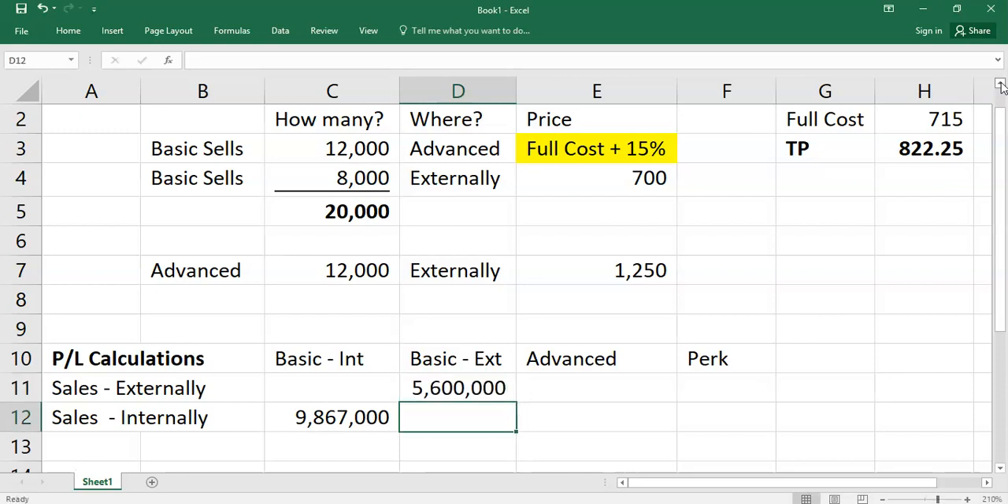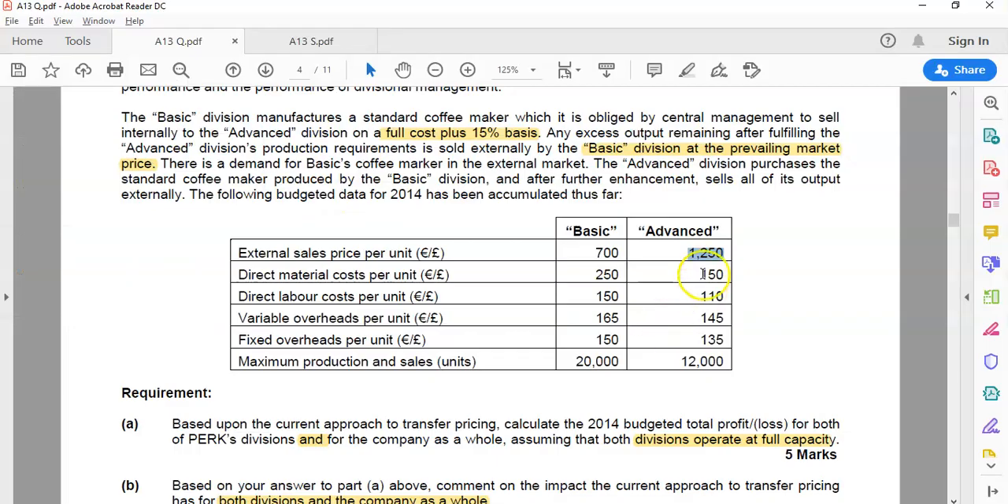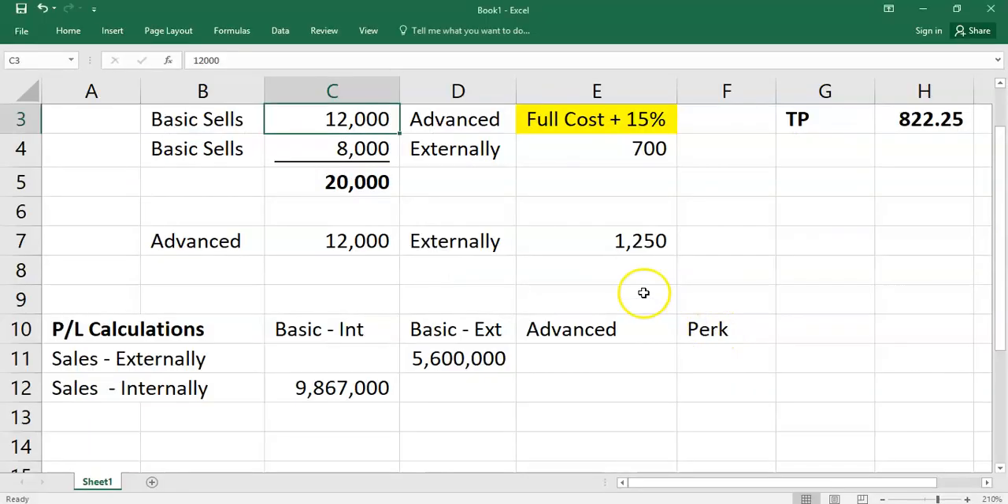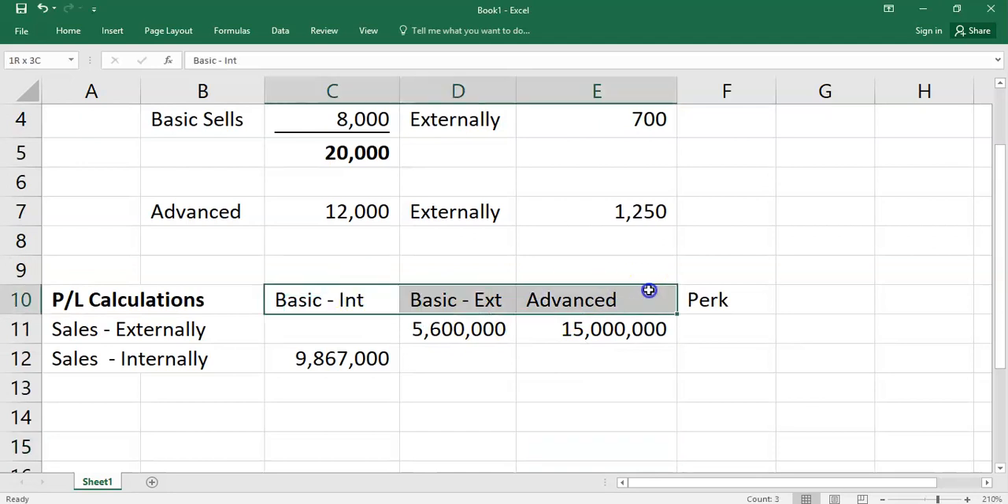It's getting 5.6 million. And Advanced then, Advanced is taking the 12,000 from Basic. It's spending its own money on them, these expenses here, the 150, the 110, etc. And it's selling them externally at 12,000 units times 1250. So it's getting 15 million of revenue in. Just make sure you're happy enough where each of those are coming from.